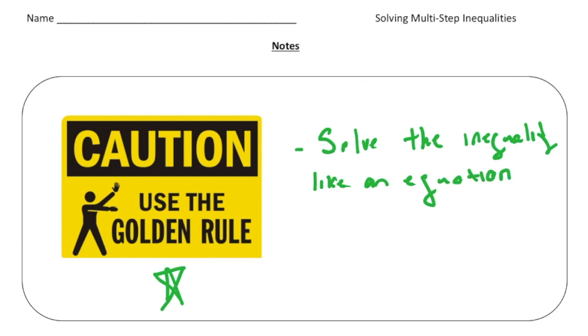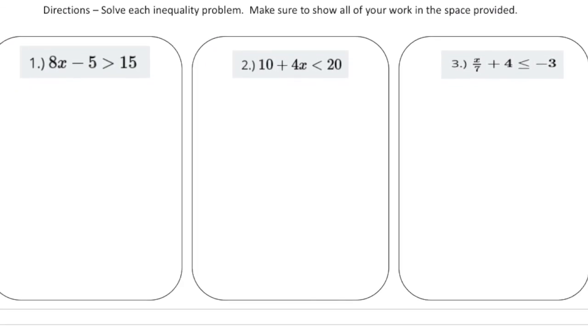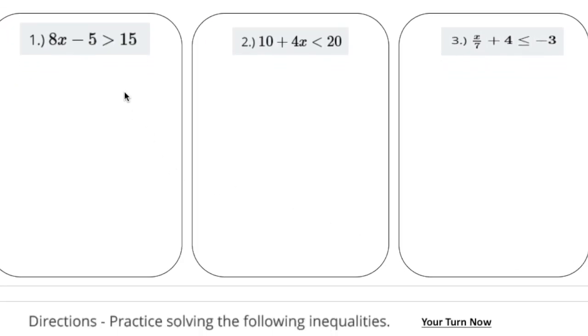Alright, so let's do a few problems together. If you turn the page. So number 1, we have 8 times a number minus 5 is greater than 15. So step number 1 is we're going to add 5 to both sides. So now we have 8x is going to be greater than 20. And then divide both sides by 8.